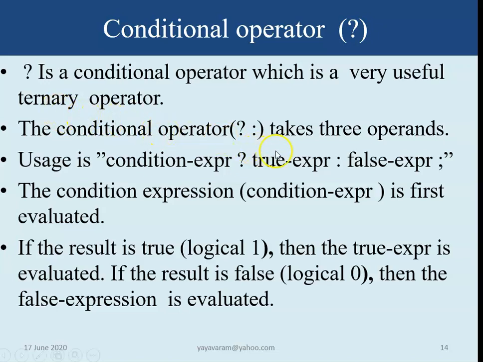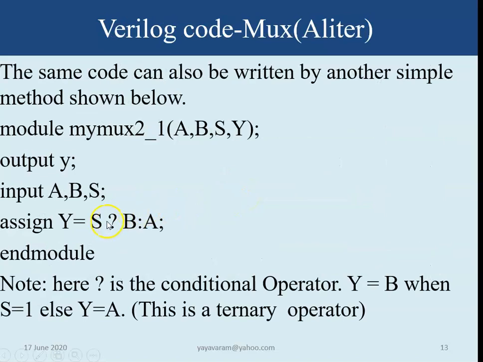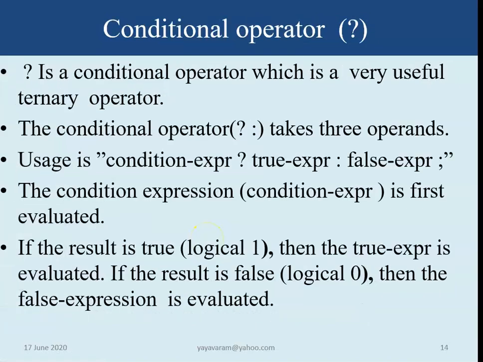So the conditional operator takes 3 operands. What are the 3 operands? First the conditional expression, then the true expression, then the false expression. If the condition is true, the true expression is chosen, otherwise the false one. So Y is equal to S question mark B colon A. That means first it will evaluate this condition.